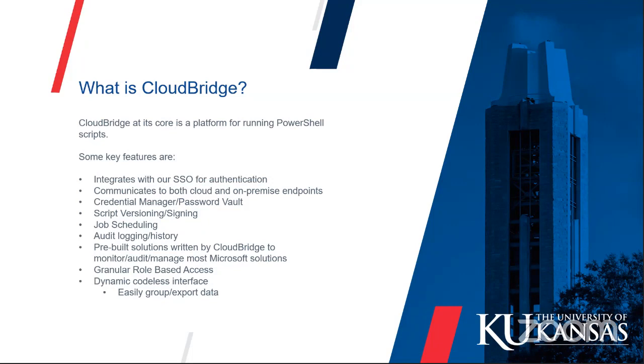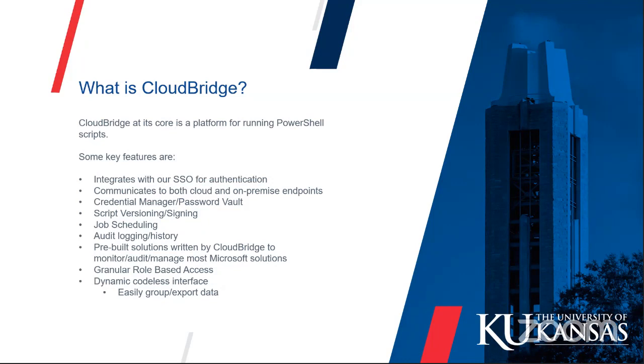It has script versioning, meaning that if we make a change to a script and it breaks something or the results no longer work, we can roll back. It also is a job scheduler. We can run scheduled jobs to pull information into CloudBridge, nightly, hourly, whatever. It also has audit logging and history, which means we can have a record of what people have done for security purposes, whatever. CloudBridge comes with some pre-built solutions that are written by the company, and we've written a lot of our own solutions to the tasks that we need.